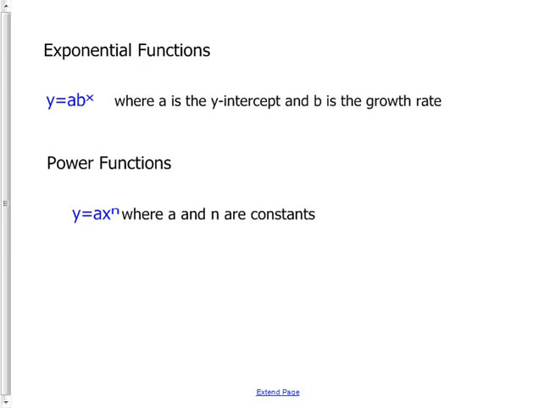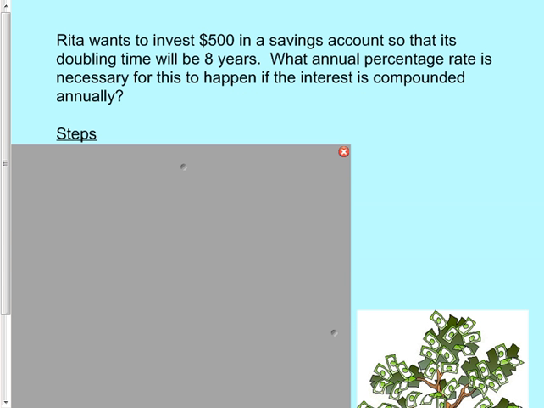All right, let's move on to the new stuff. Okay, everybody get to this one. Rita wants to invest $500 in a savings account so that its doubling time will be 8 years. What annual percentage rate is necessary for this to happen if the interest is compounded annually? All right, so do you get the idea? She's putting money in. She wants it to double.